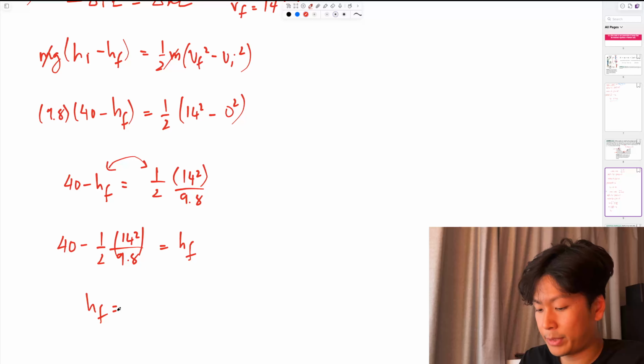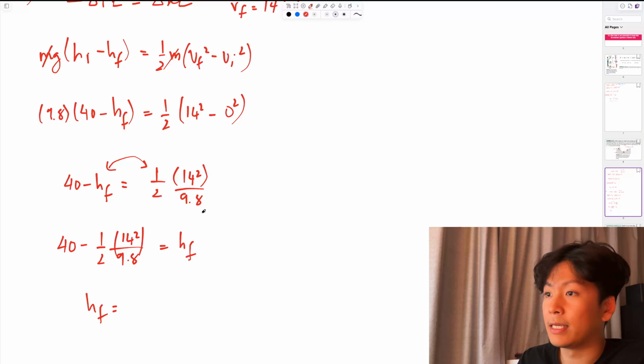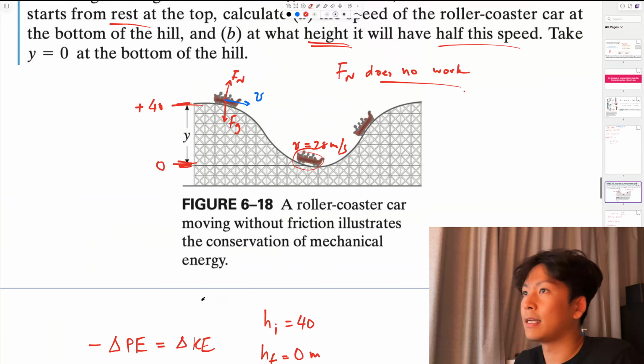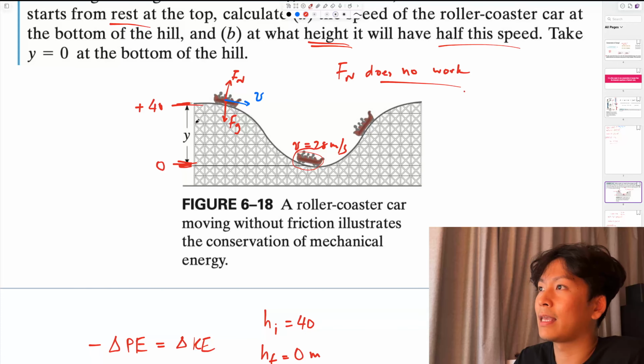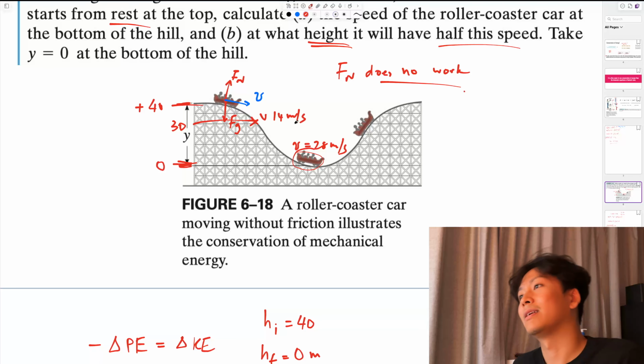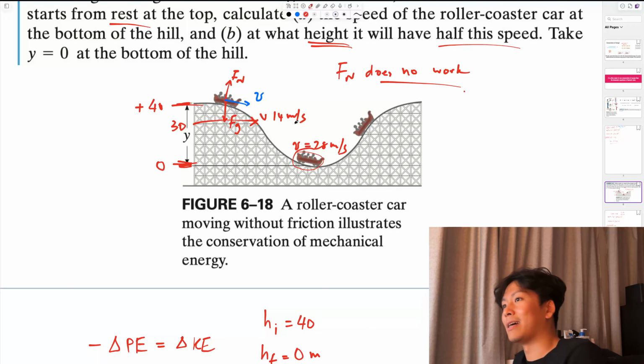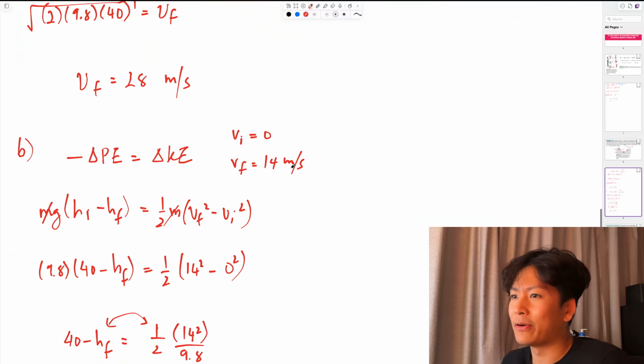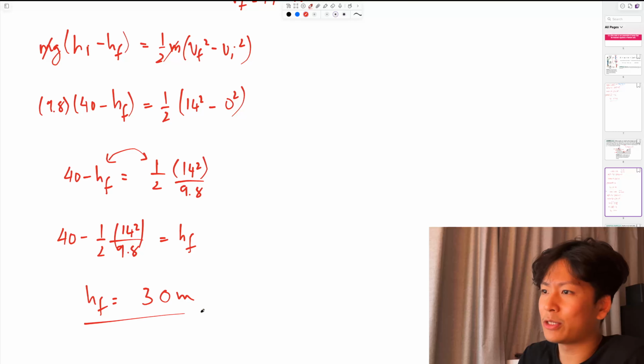half times 14 squared divided by 9.8 gives me 10, and 40 minus 10 gives me 30 meters. What that tells me is the roller coaster traveled to about here at this point. So at 30 meters, it now has a speed of 14 meters per second. And then eventually it goes down to 28 at the bottom. So yeah, it's good to be able to calculate all of this stuff mathematically. Again, make sure you give it a try, please.